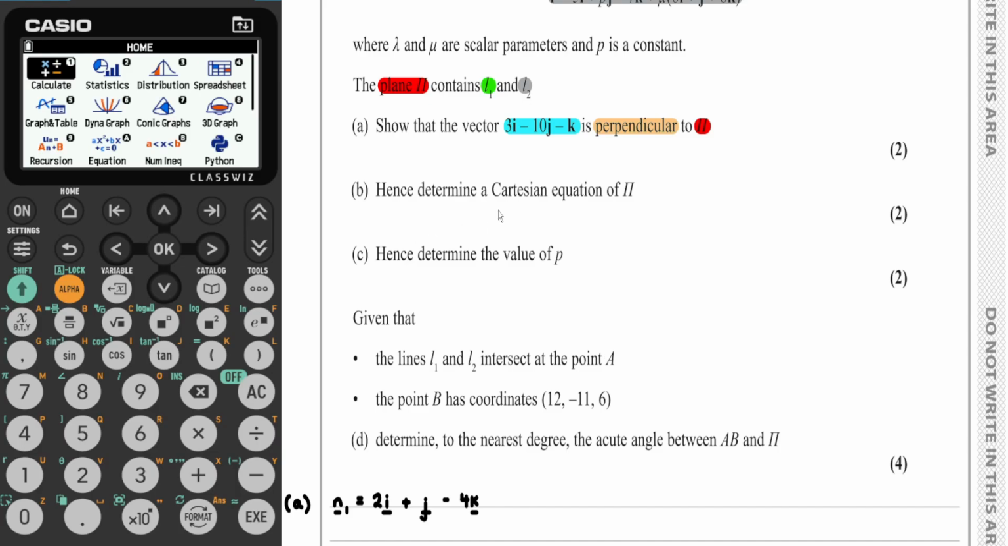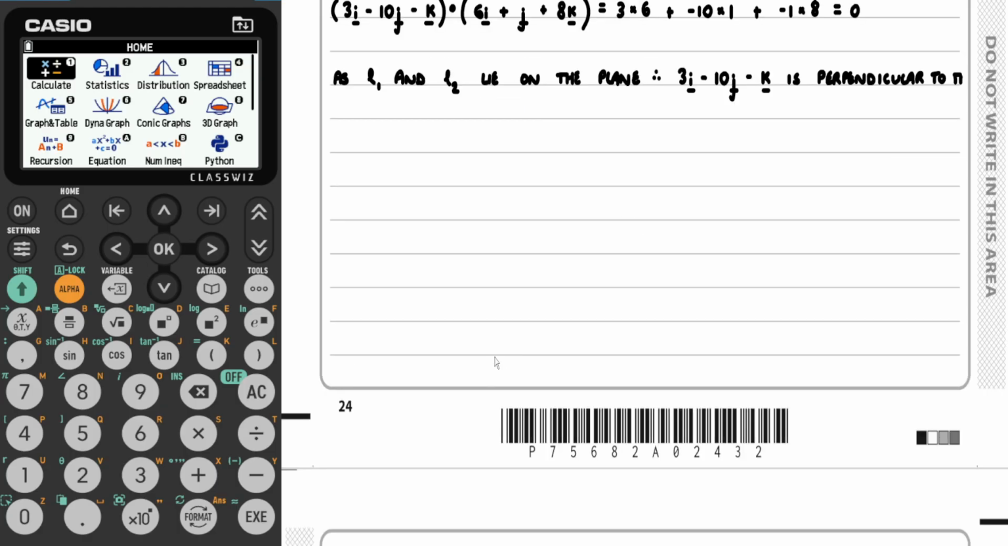Part B. Hence determine a Cartesian equation of pi. We know already the normal vector to the plane pi. That's 3i subtract 10j subtract k. So pi would have an equation of the form 3x subtract 10y subtract z equals d, and we need to find out what d is.